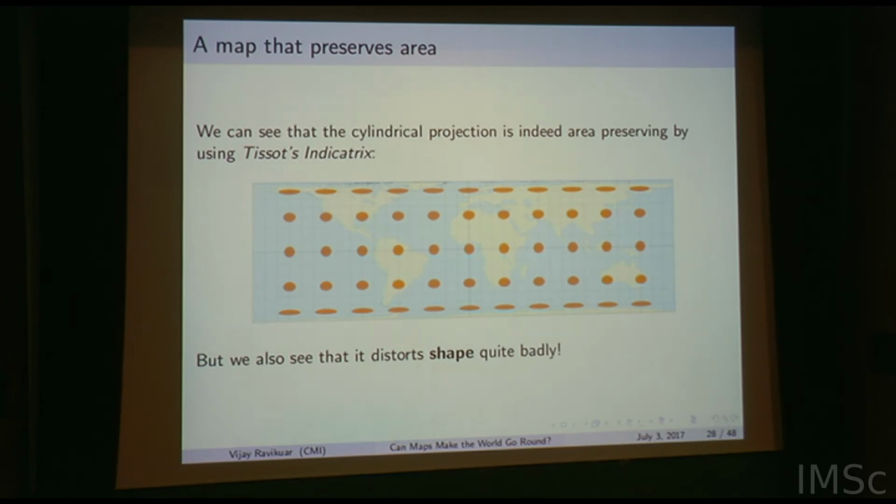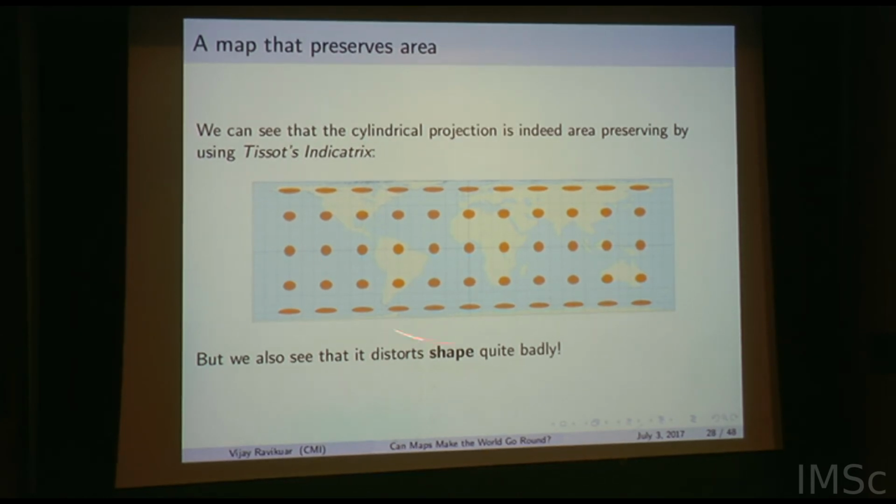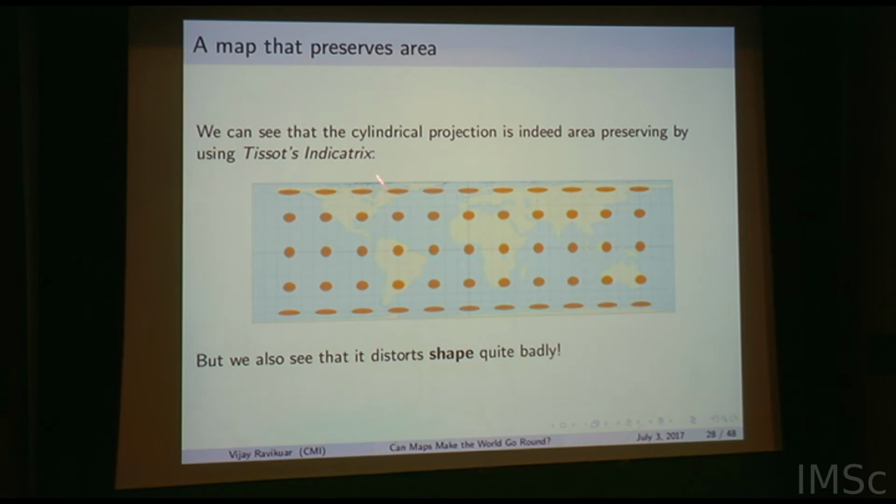Before we move on from the cylindrical projection, there's one last thing I wanted to show, which is that we can actually see that it preserves area by using something called Tissot's indicatrix, which is just a fancy word for taking the sphere, taking a bunch of small disks that are evenly spaced around the sphere, and looking at where they go to on the map. This is a way that cartographers determine how good a map is. It's a little hard to see, but you can believe that these are the same area. But we can also see that it distorts shape quite badly. So although this map is better than the Mercator projection in terms of area, it looks like it might be worse in terms of shape.